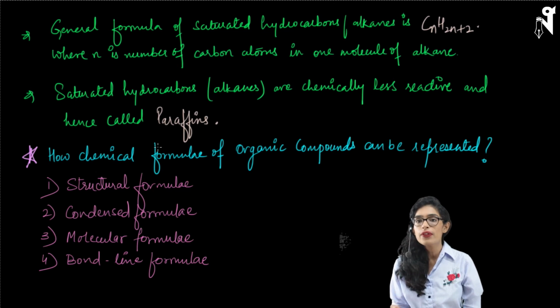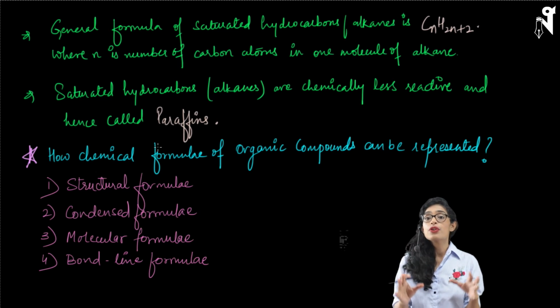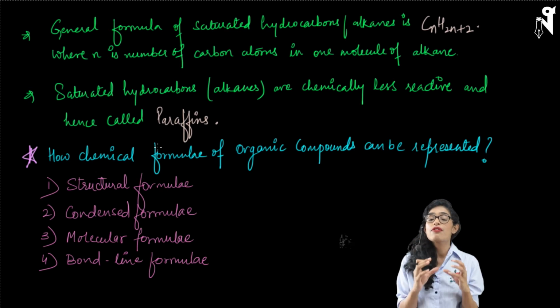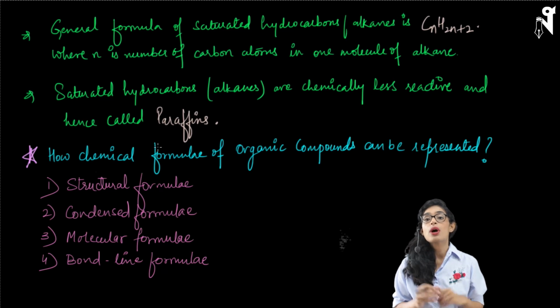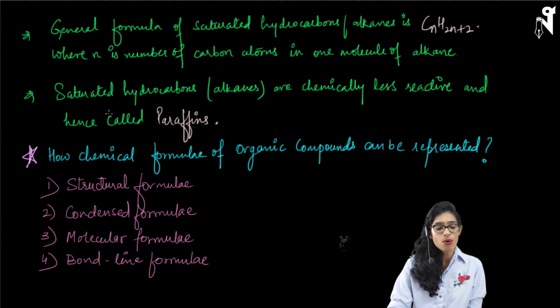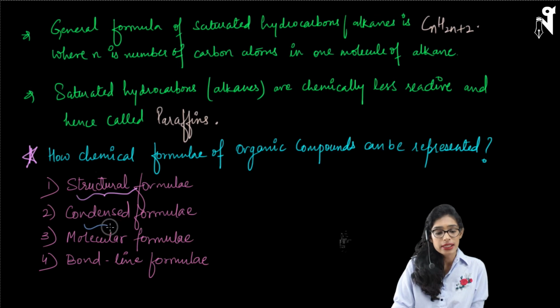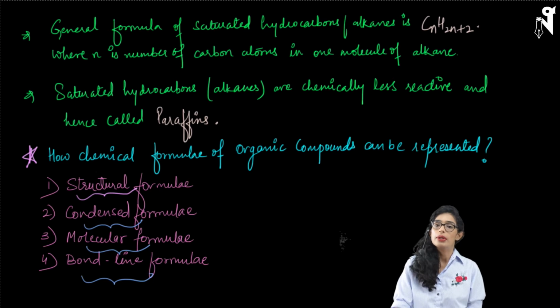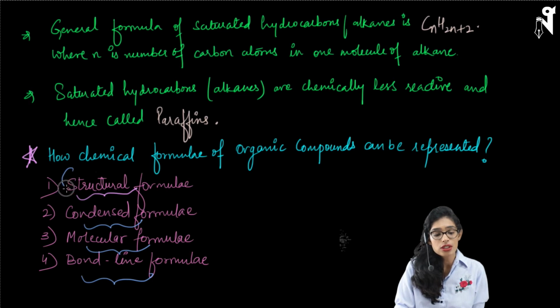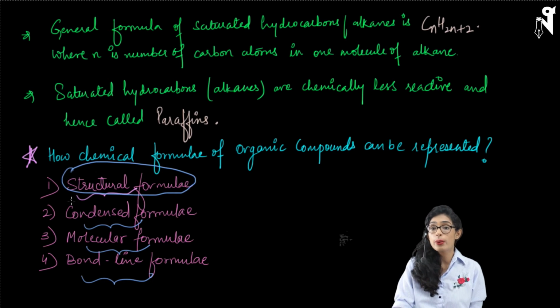You can choose any of them, it's clearly your choice, but if you get any compound in a specific representation, you should be able to identify it and understand what exactly this compound is. So we have four different types of formulas. One is structural formula, another is condensed formula, molecular formula, and bond line formula. Okay, so first let's talk about the structural formula very quickly.